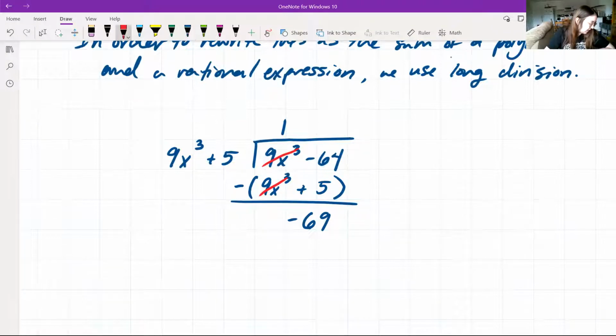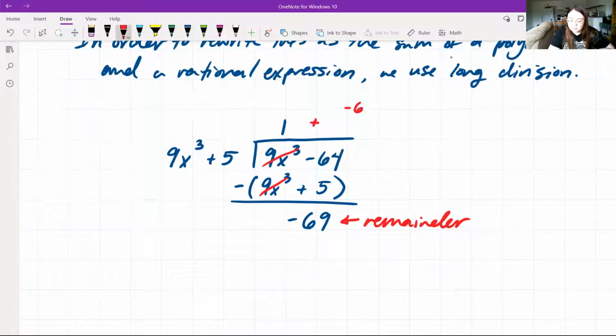The negative 69 in this case is the remainder. And remember, when you're writing out your quotient, your answer is going to be the polynomial plus the remainder divided by the divisor. So the remainder is negative 69 divided by the divisor, which was 9x cubed plus 5. And this is our quotient.